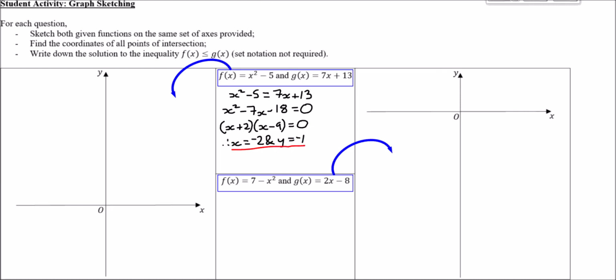And the other point of intersection is going to be where x is 9. And when x is 9, y will be 9 squared, which is 81, minus 5, which is 76. So now we can form our sketch from this.